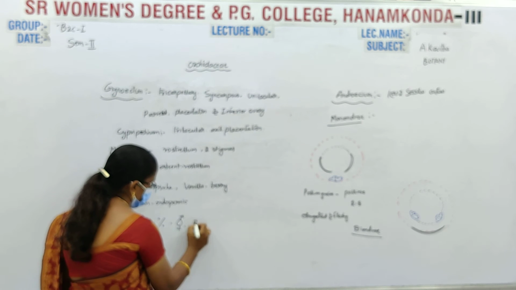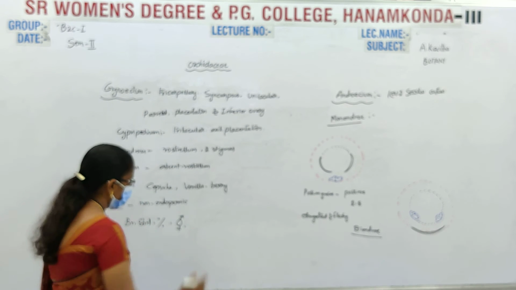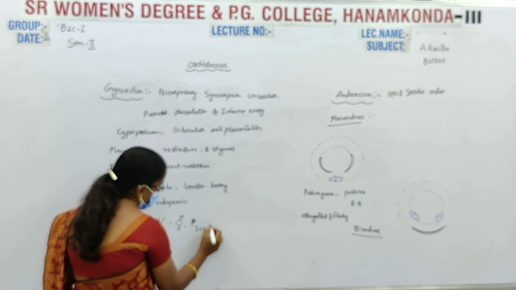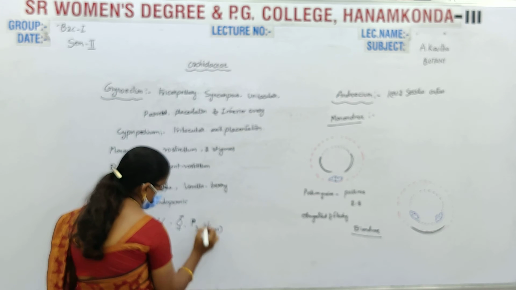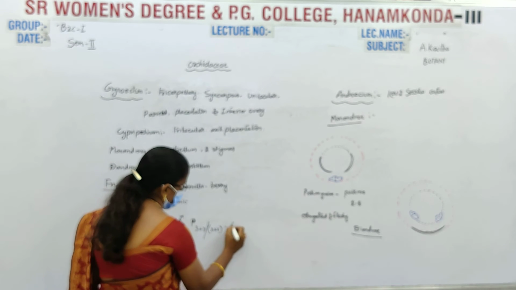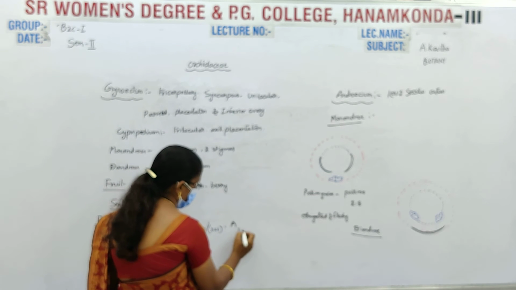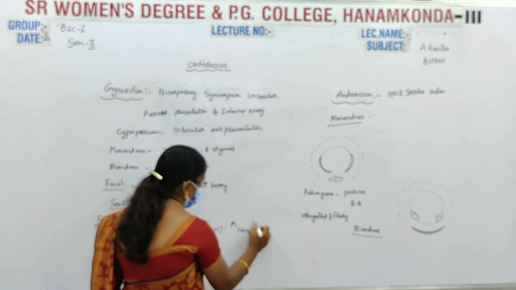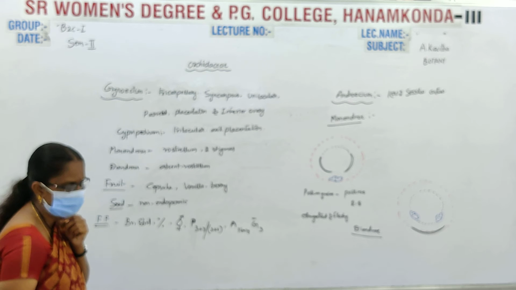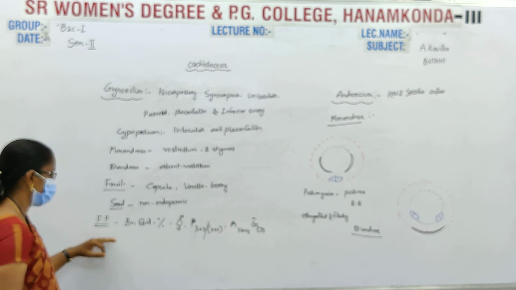P, perianth, 3+3 free, or within brackets 3+3 fused or free, and A1 or 2, G3 inferior ovary. Tricarpellary and syncarpous, fused. Syncarpous and tricarpellary ovary.